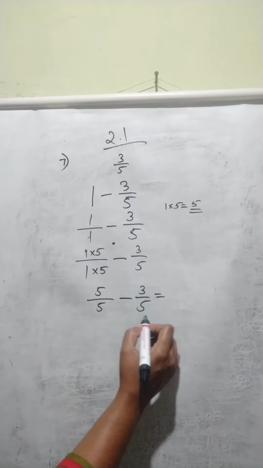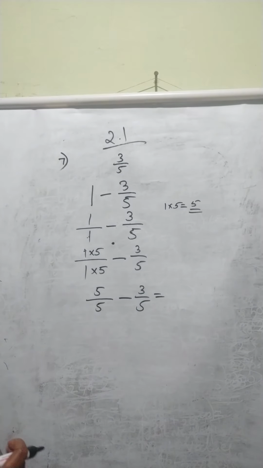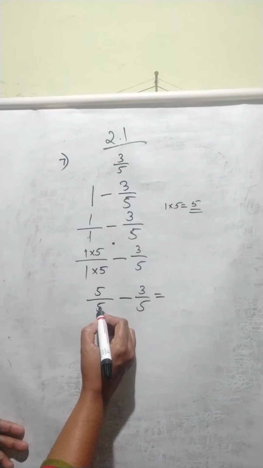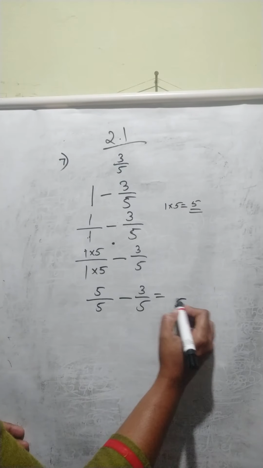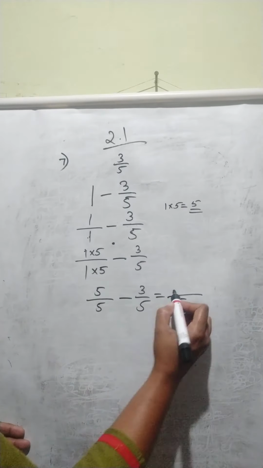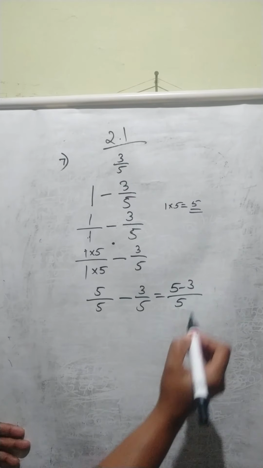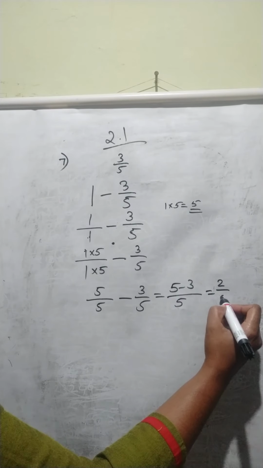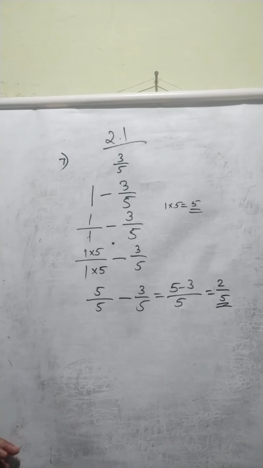Now this is in the form of like fractions. So 5 is the denominator. Then we can subtract the numerators. 5 minus 3, that is equal to 2 on 5. Clear?